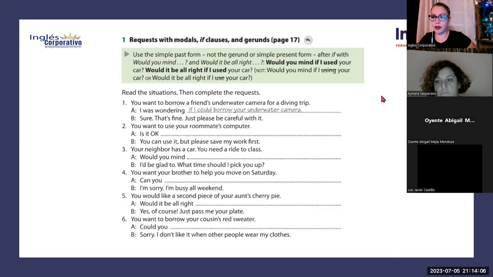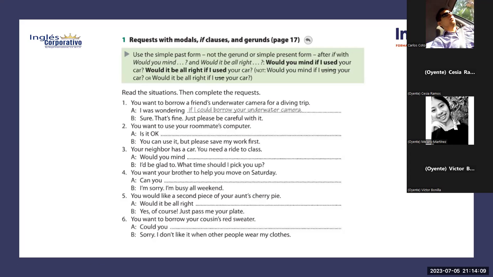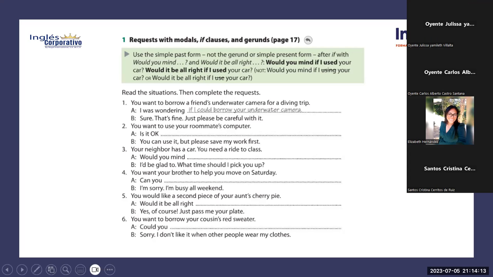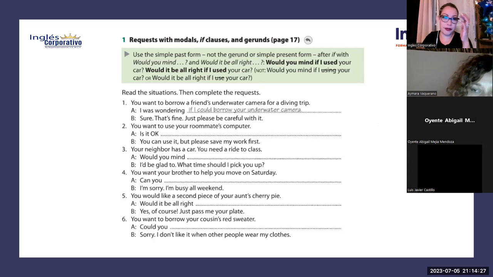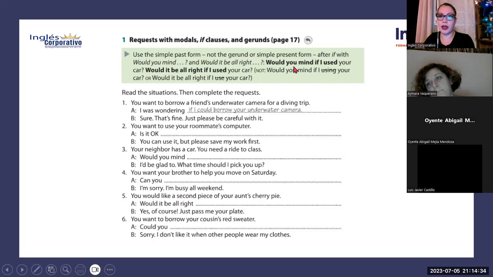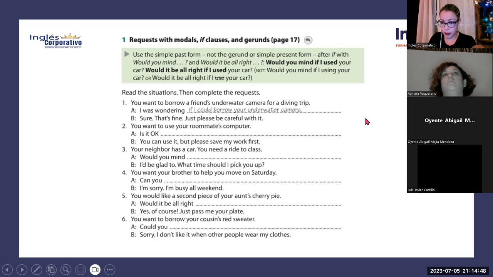Y esto nos responde la pregunta que hizo al inicio Matiel sobre el verbo en pasado. Aquí vemos que se usa el pasado simple y no el gerund después de if con would you mind. So, si estamos con if, would you mind if, en ese caso, usaríamos el verbo en simple past form, right? And simple past, not gerund or simple present. Si va después de if, entonces lo usamos en pasado simple. Pero recuerden, si va inmediatamente después de mind, ahí sí se usa gerund.